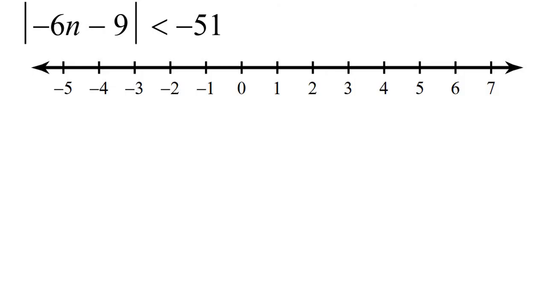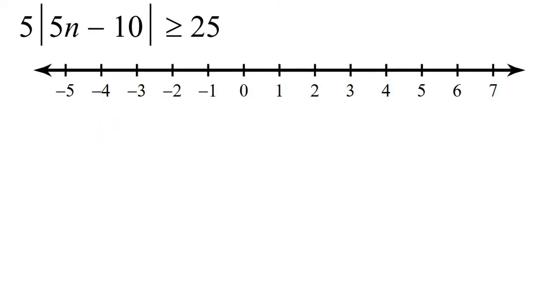Let me explain. We know that absolute values can never be negative. Now, what this question is telling us, it's saying, where is this absolute value smaller than minus 51? Well, it can never be smaller than minus 51 because this is an absolute value, and an absolute value can never become a negative. So this question has no solution. That's quite a boring one. Sorry about that. Didn't see that coming.